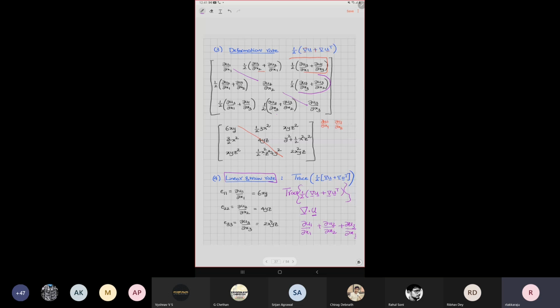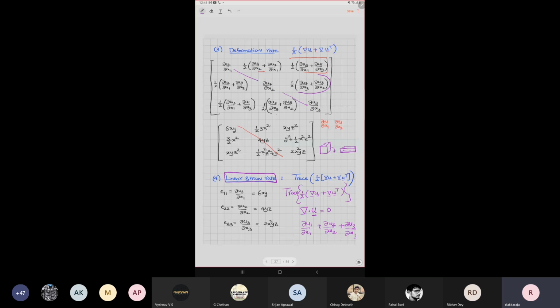Think of a situation, a box which is expanding and contracting in such a way that the volume variation is not going to happen. That means in the x direction it might expand, and this is the box, it goes in that way. Volume remains preserved. If that happens, your linear strain rate becomes 0, which we call the incompressibility condition.